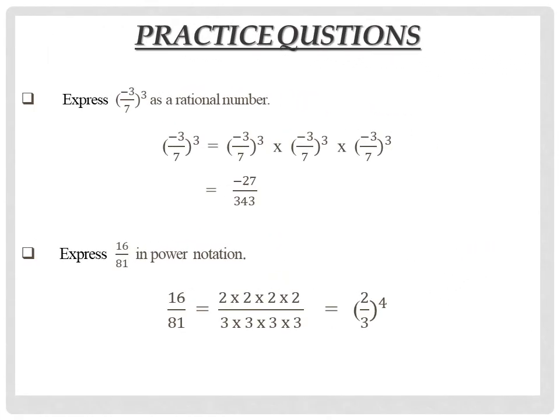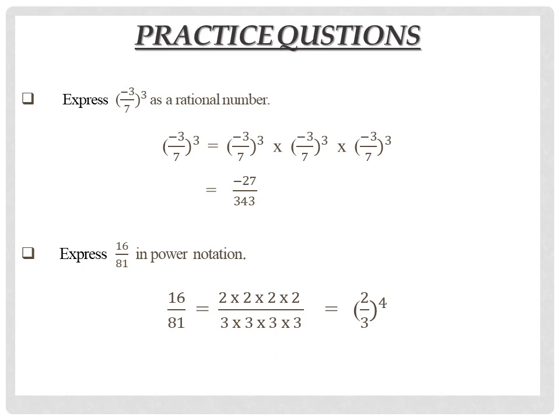Now taking some practice questions. As you see here, we express minus 3 upon 7 raised to power 3 as a rational number. So we repeat minus 3 by 7, 3 times. We multiply minus 3 by 7, 3 times. The answer is minus 27 upon 343.